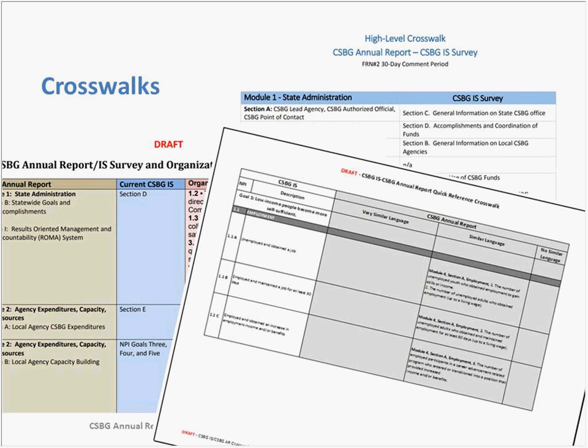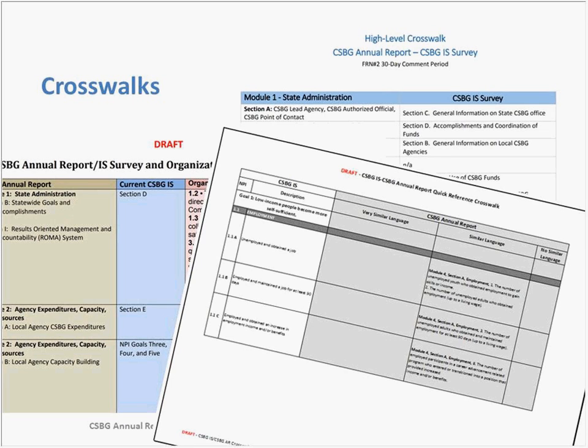Then our other tools are a series of crosswalks that we have on our website. We've got a lot of requests and suggestions for different crosswalks to help us all in the network find different pieces of the performance management framework to help us transition to the new reporting. So the first one, kind of in the back there, is the high-level crosswalk, and this compares the CSBG IS survey to the annual report, but pretty much based on the section. So if you are really getting started with the annual report, this would be a good tool.